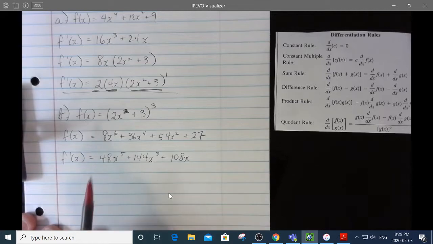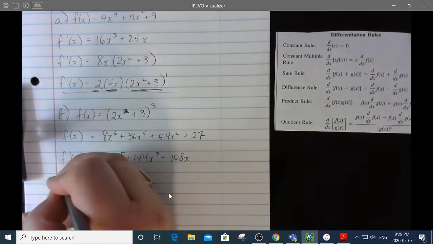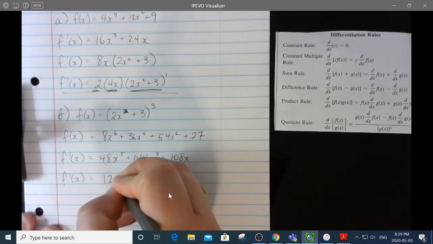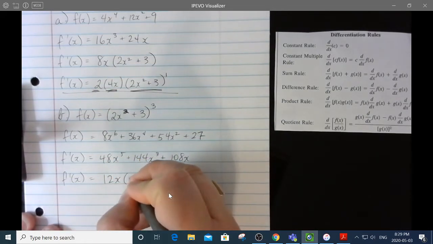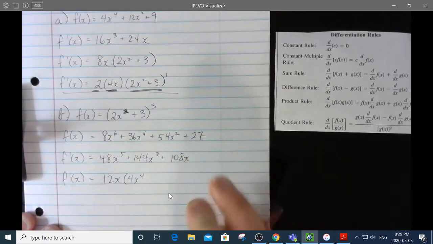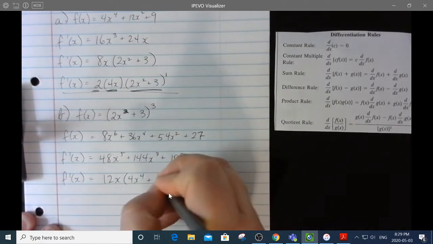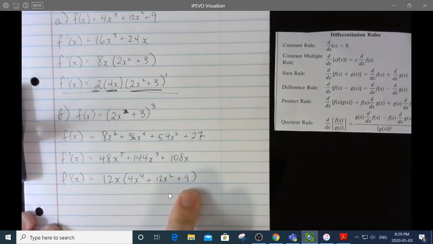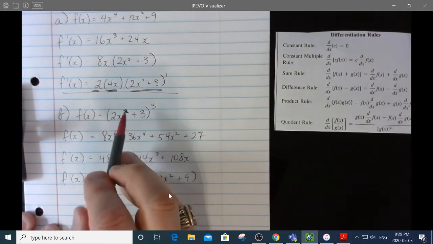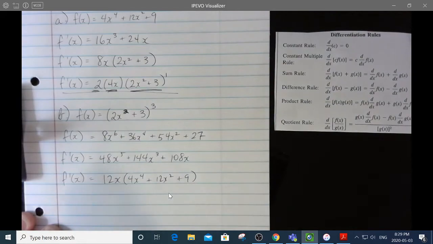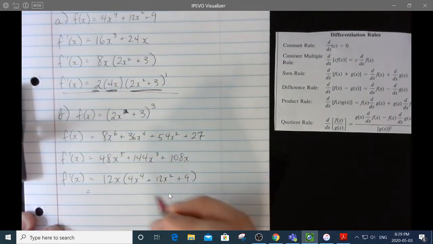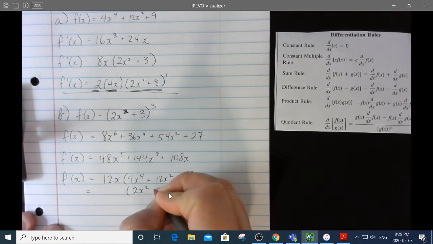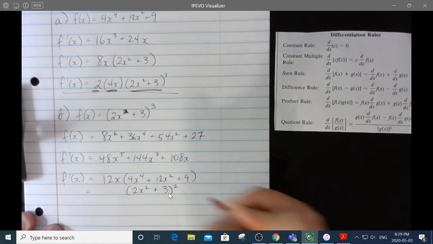Once again, take out the greatest common factor here, factor it out, which would be 12x. And then you'd be left behind with a 4x to the 4 and a 12x squared and a 9. And if you look at that closely, that's actually just this squared. Remember, that's what we had at the beginning of A. So again, I can change this to 2x squared plus 3 all squared.